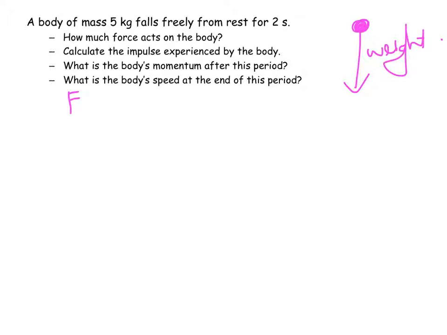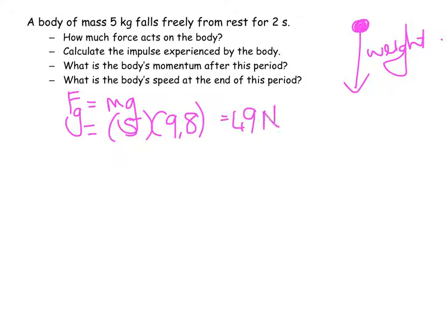F, its gravitational force, is equal to mass times gravitational acceleration, which is 5 times 9,8, and I land up with 49 newtons. Don't forget downwards, because they didn't say the magnitude, they just said force, and force is a vector quantity.